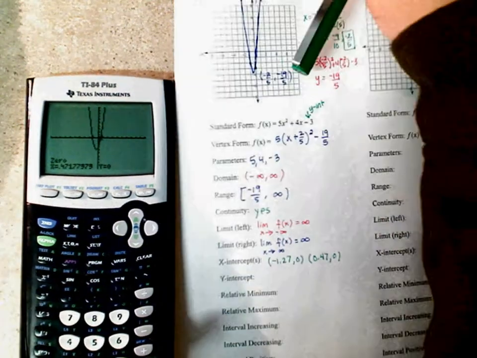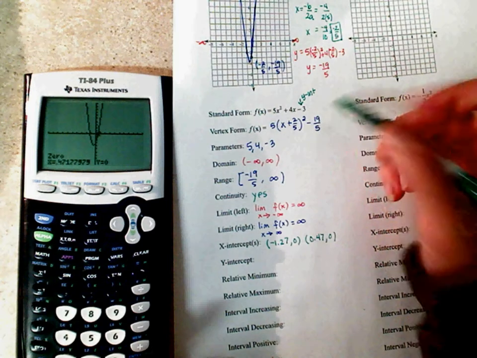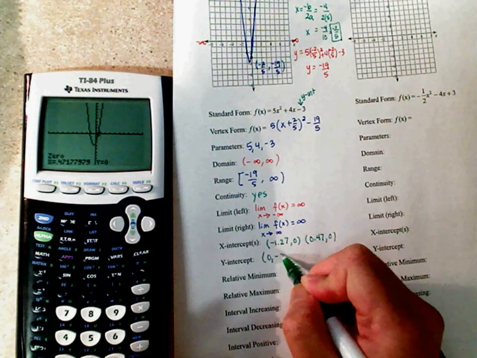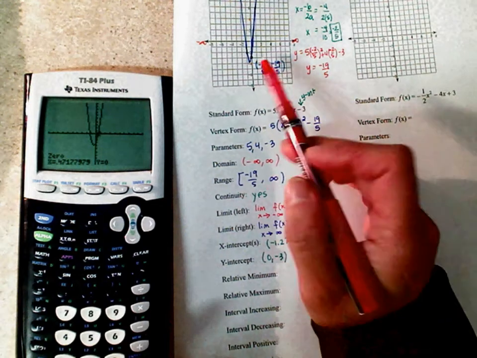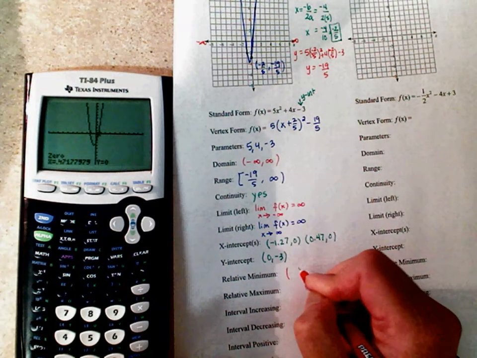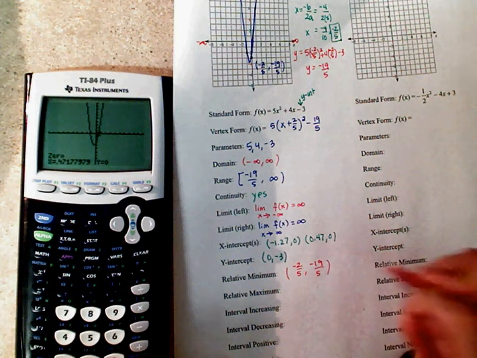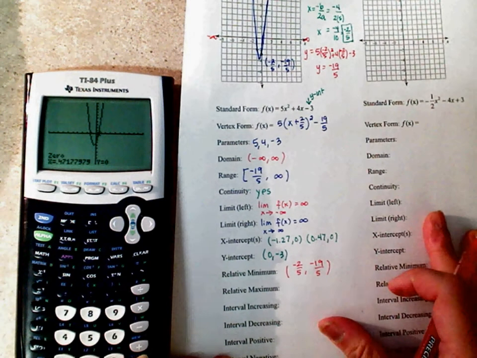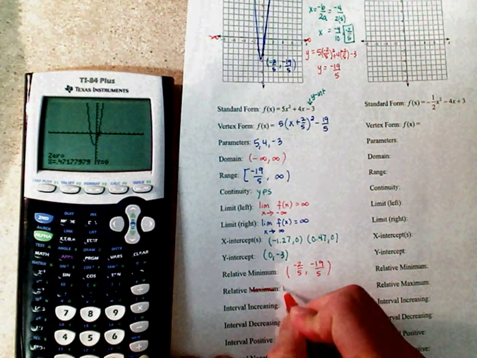Your y-intercept, if you look on the standard form, is written for you. So that is at (0, -3). Okay? Your relative minimum, where do you see the minimum? It's down here. Basically, it's your vertex: (-2/5, -19/5). Your maximum, there is not a maximum, so you can just write not applicable.